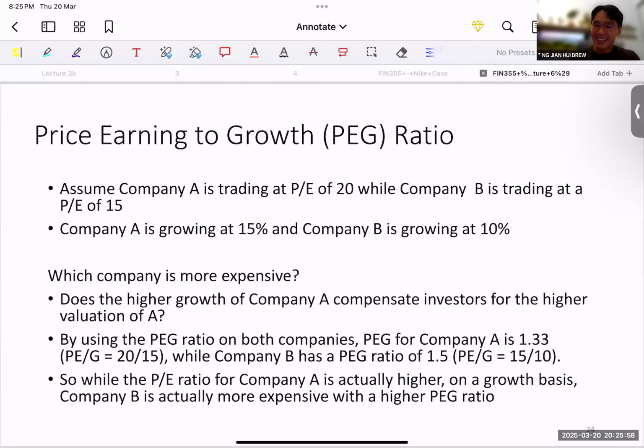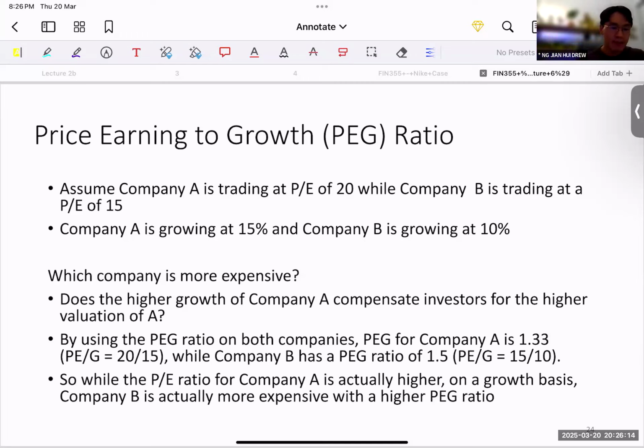Okay, let's go back to this. We can answer more questions in a bit, but let's go back to the topic at hand. So PEG. Prior to the break, we were talking about PEG.